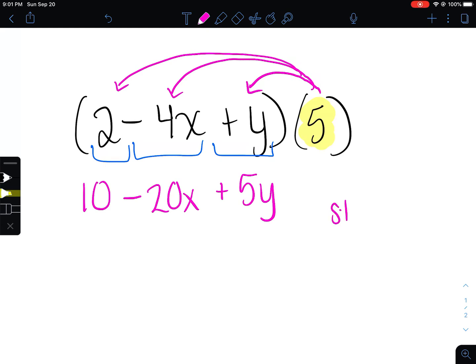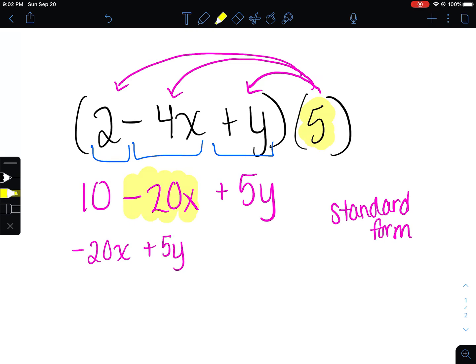But again, if they want to have it in standard form, then you're going to put the variables first, starting with the highest exponent. In this case, both the x and the y have the same exponent on them. So we're going to just go in alphabetical order. So I'm going to do negative 20x. So notice I took the negative sign in front of the x. Then I'm going to bring down the plus 5y.